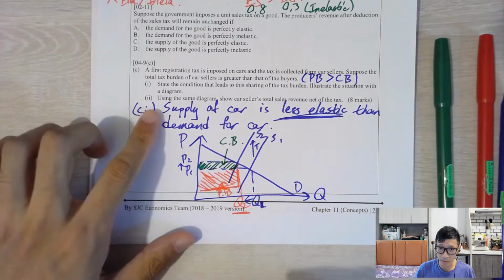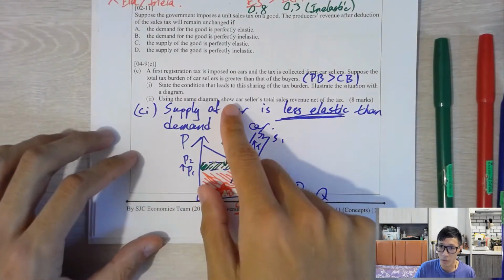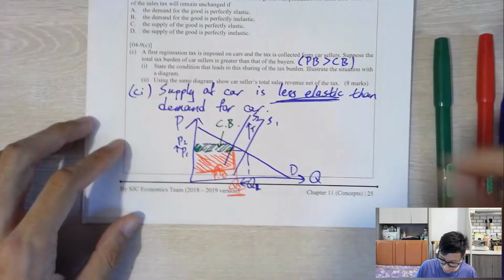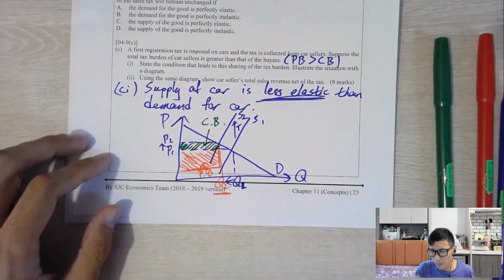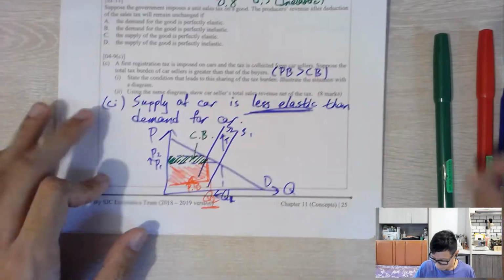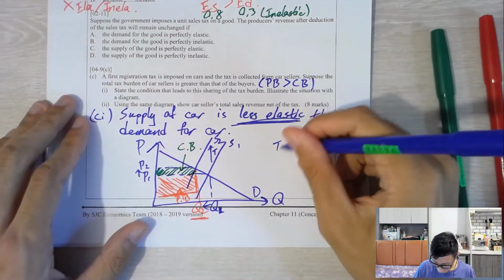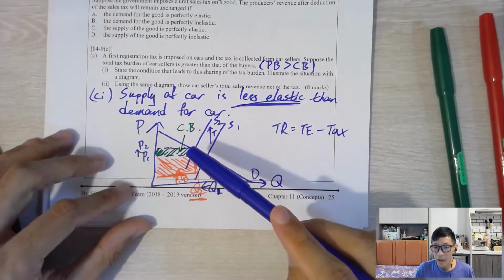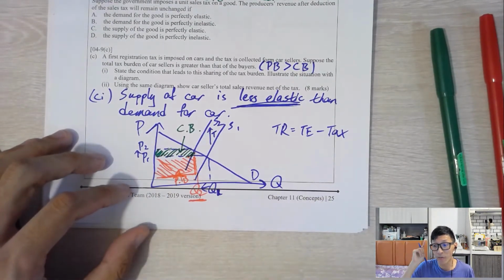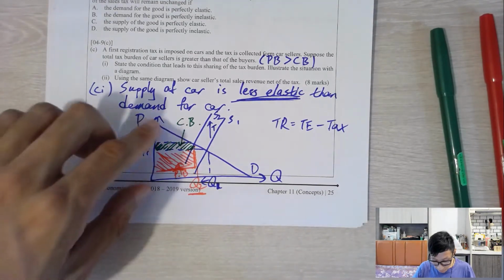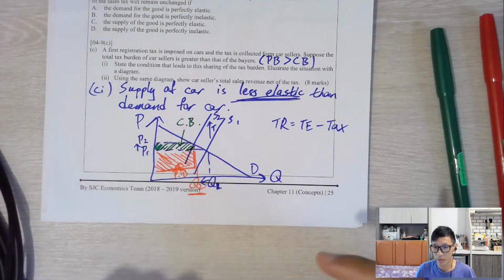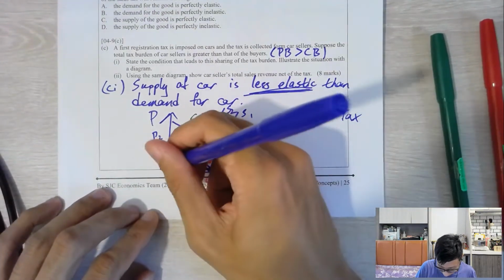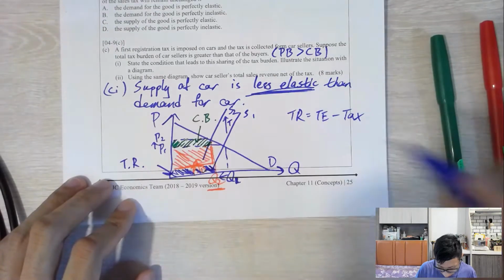Okay, 好嘛, 好啦, 示意啦, using the same diagram, we need to show the car seller's total sales revenue net of tax. Okay, 嗱, 有少少难 show 嘅呢个。 所以之后都没什么点出这类题目啊。 Net of tax, remember, net of tax here, total revenue equals to total expenditure minus the tax part. Okay, remember, consumer tax burden and producer tax burden both are the tax part. If you remember, the rectangle below the tax, okay, below the tax, this part would be the total revenue net of tax.